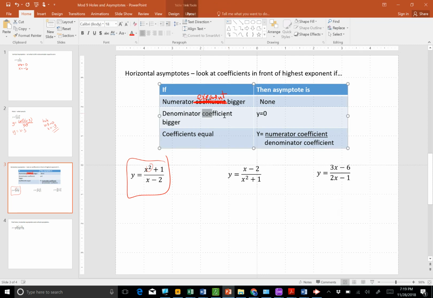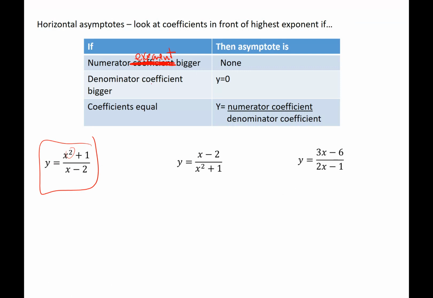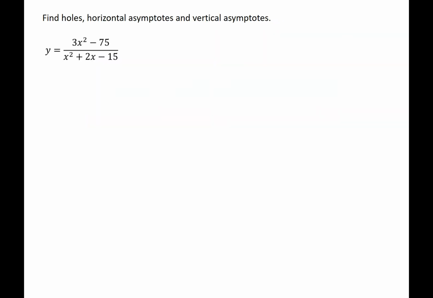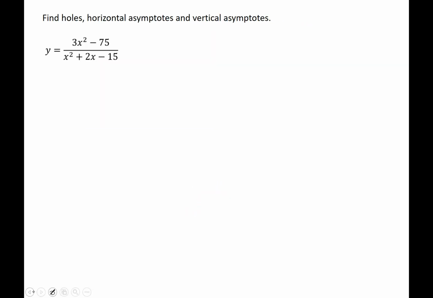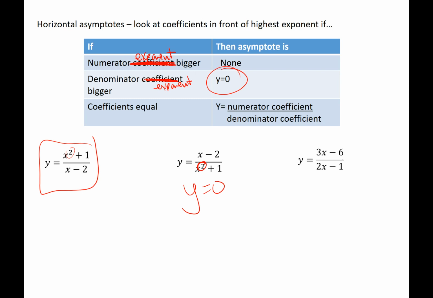When the denominator's, let's look at this one. So cross this out. Again, it's not coefficient, it is exponent. When the denominator's exponent is bigger, then we know that the asymptote is y equals 0. So if you notice down here, the denominator's exponent is bigger, so my asymptote should be at y equals 0. A horizontal asymptote is always at a y equals.